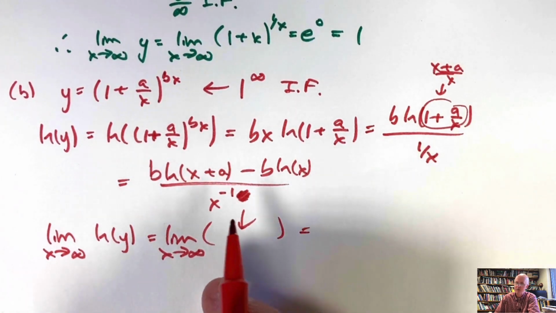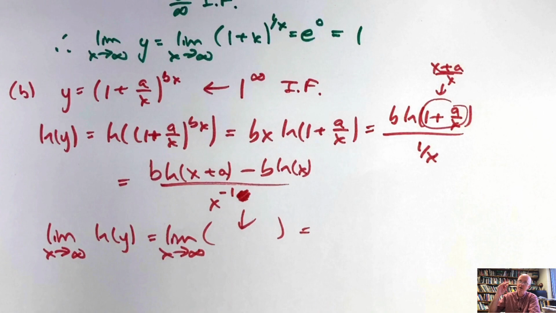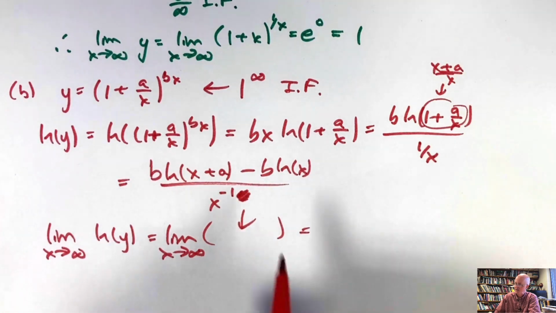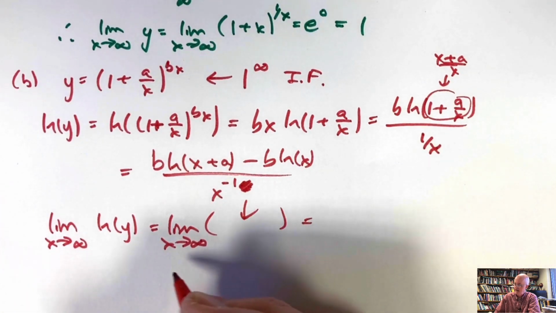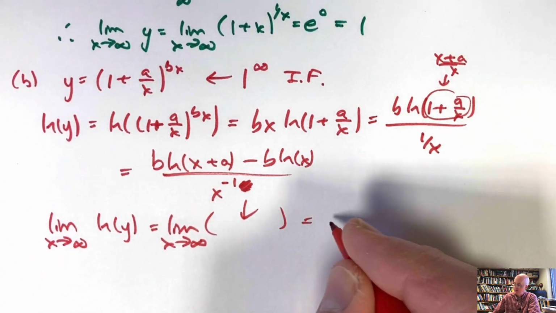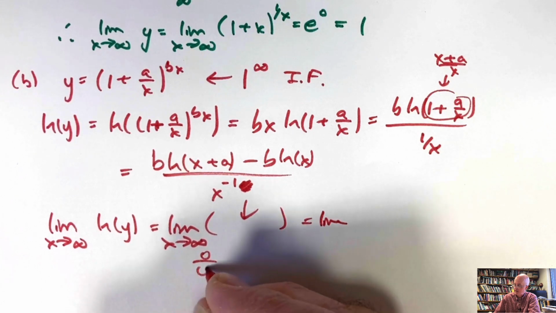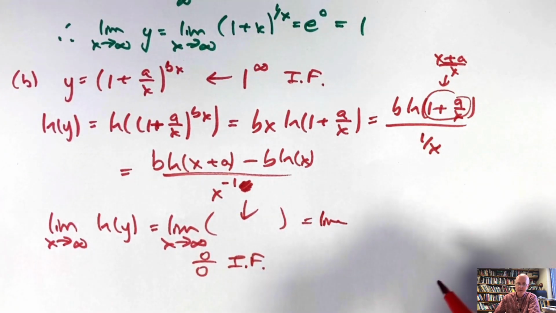You've got essentially two things that are close together. The natural log function does grow, but it grows slower and slower. It's concave down. That's enough, it turns out, to verify that this top goes to 0 as x goes to infinity. Again, that's no proof. So I'm going to go ahead and call it a 0 over 0 indeterminate form and use L'Hopital's rule.